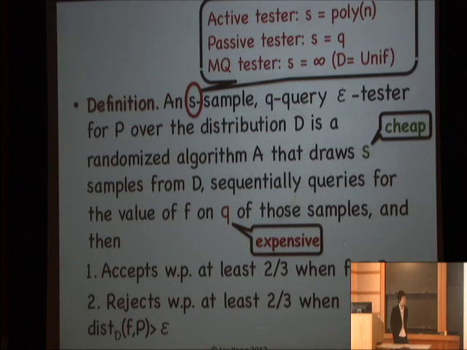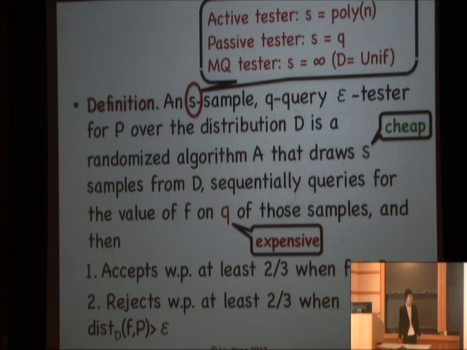But what's the difference between S and Q? So you draw S samples from the underlying distribution D. You don't ask the function value of all samples. You get many samples, you can do this, and then you ask the function value only on some of them. So the membership query model is equivalent to saying S equals infinity.